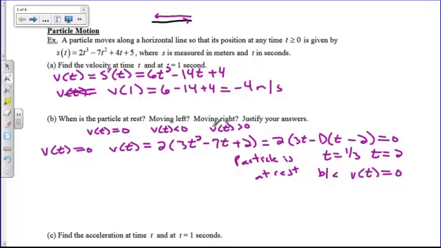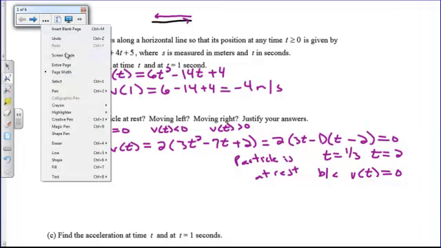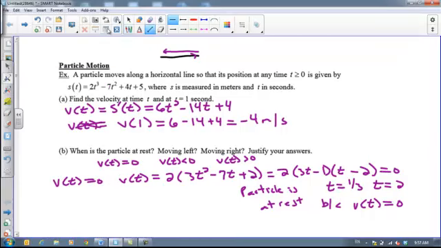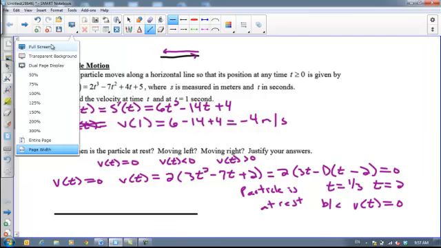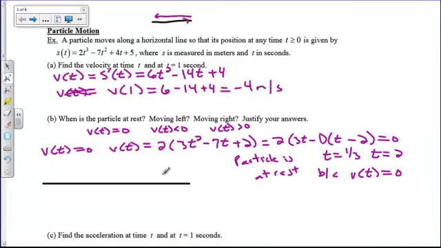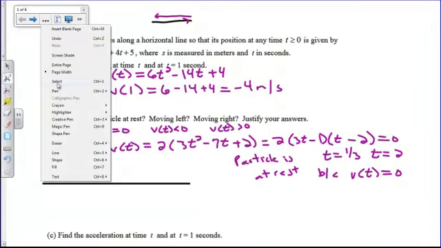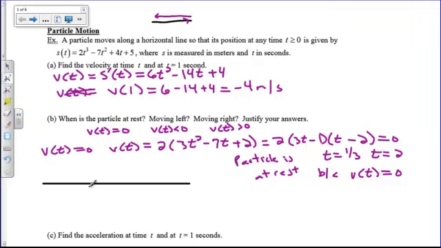Now let's figure out moving left and moving right. And that's where a number line is going to help us very, very much here. So I'm going to go grab a line. We're going to do a little number line test for our velocity, and this will tell me when it's moving left and when it's moving right. I need my velocity to be negative to be moving left, and I need my velocity to be positive to be moving right. I'm going to have 1/3 and 2 on this number line, and these are the critical points.